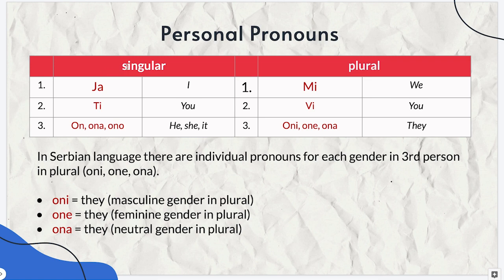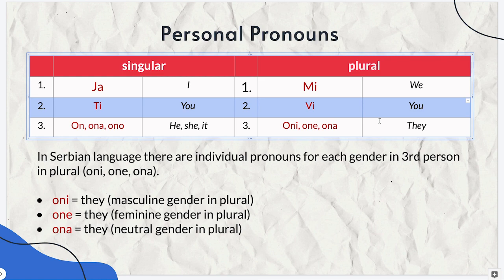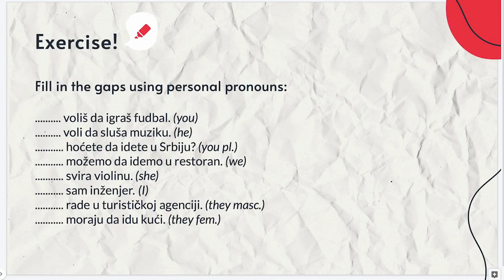One other thing to know here is categories of singular and plural. Singular is, of course, one person, plural, many people, and also categories of first, second, and third person. First person is the person who is speaking. Second person is the person who you're speaking to. And third person is the person who you're talking or speaking about. Let's move on to the next slide.